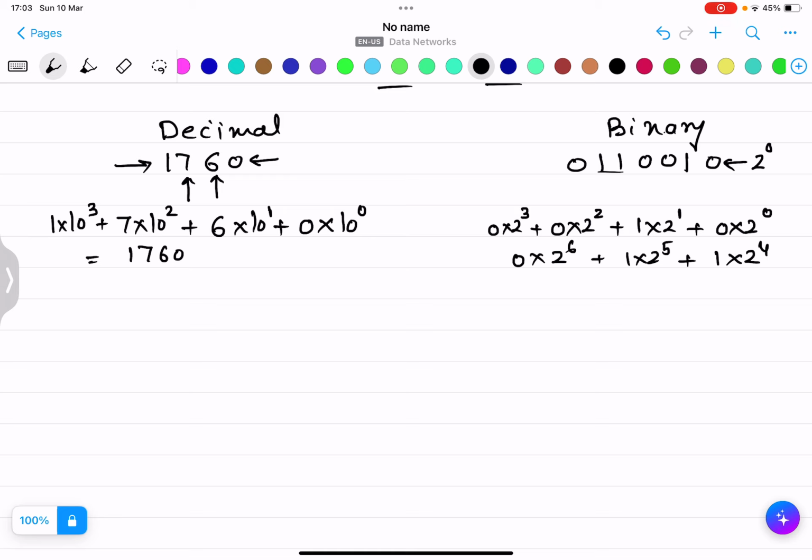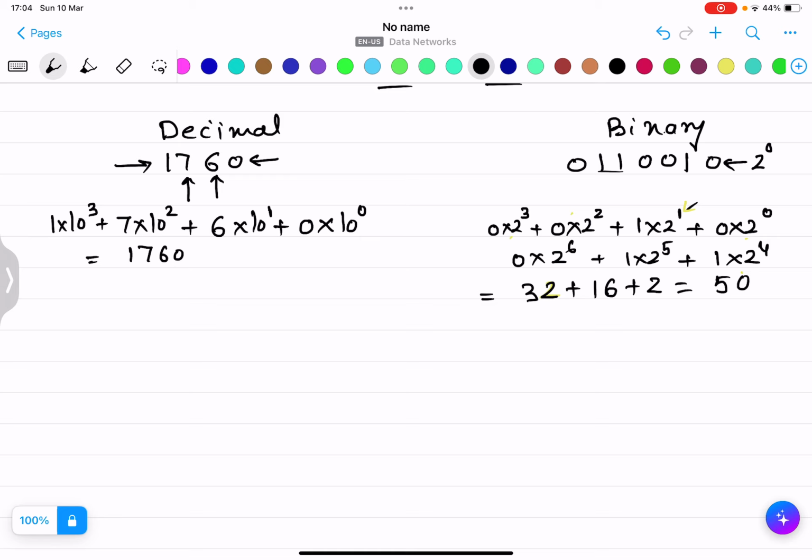Okay, so if we calculate them, then it will turn out to be 1, this is 0, this is 0, this is also 0, then 16, and 2 raised to the power 5 is 32. So it's 32 plus 16 plus 2. So it will turn out to be 50. This is your binary to decimal conversion.